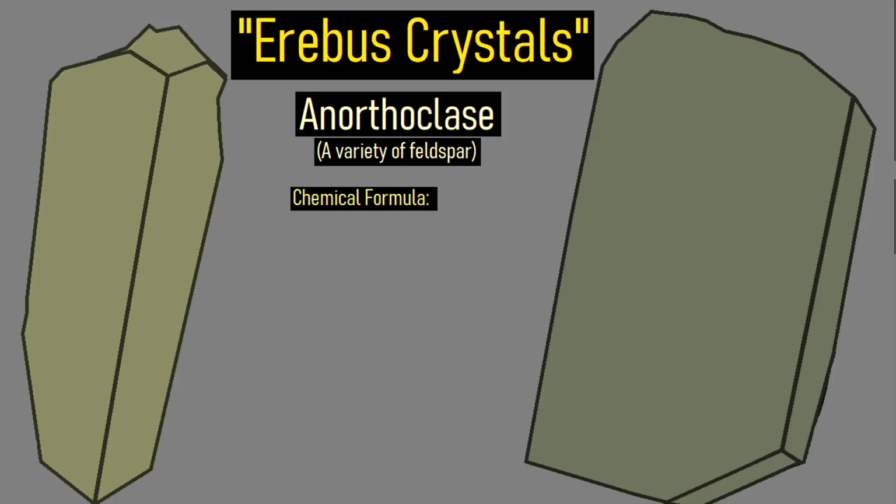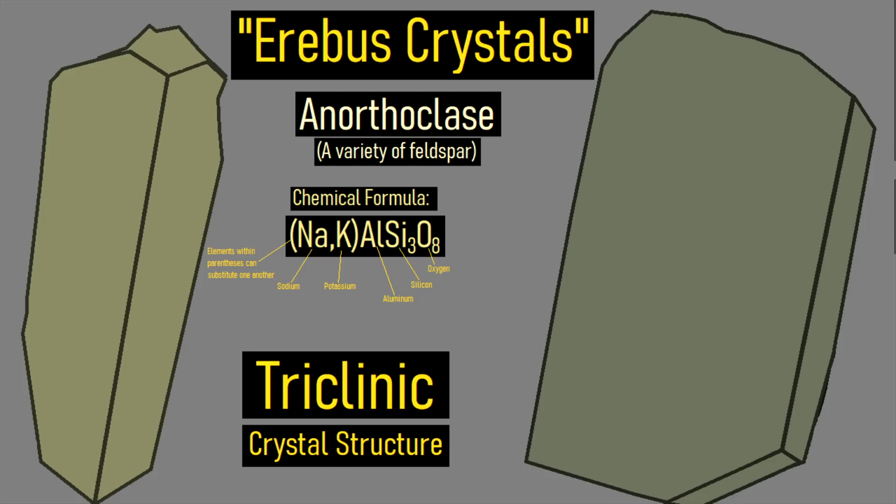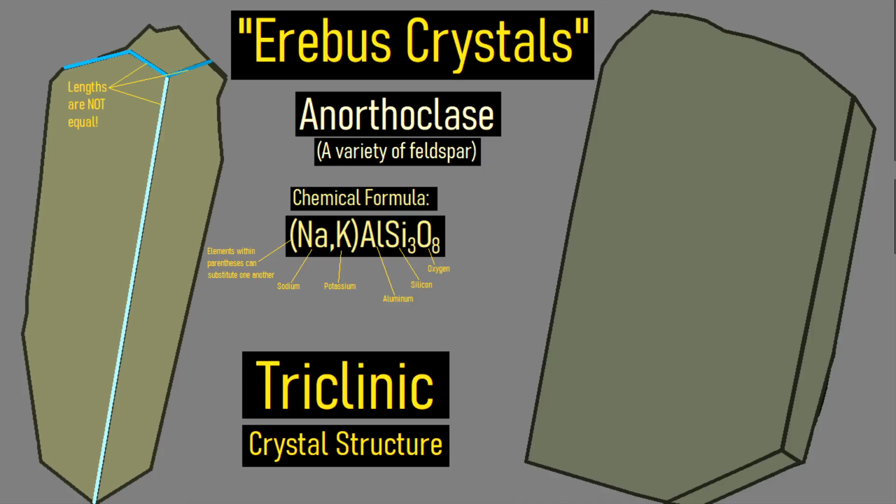The chemical formula for anorthoclase is (Na,K)AlSi3O8: sodium-potassium in parentheses, indicating that the two elements can substitute each other, followed by aluminum, 3 atoms of silicon, and 8 atoms of oxygen. Just like the Amazonite shown earlier, these crystals have a so-called triclinic crystal structure. This means that not only are the lengths of each of its 3 axes completely different, but also the angles between the axes are all not 90 degrees.